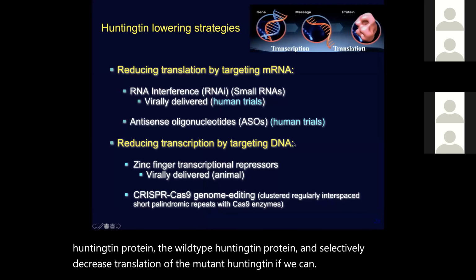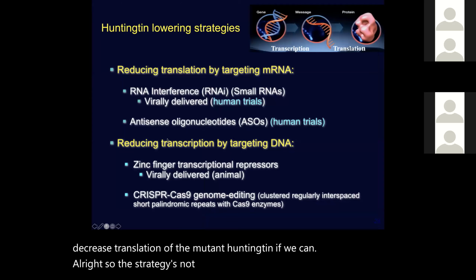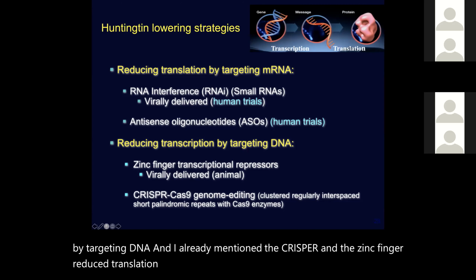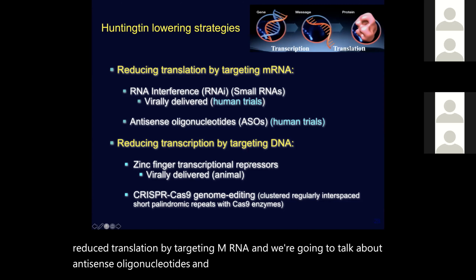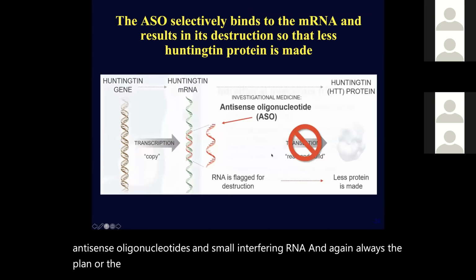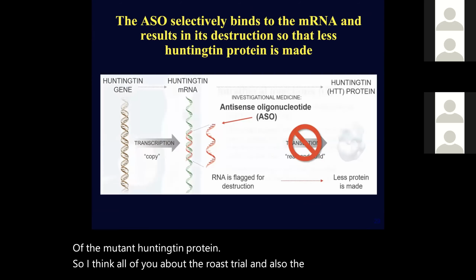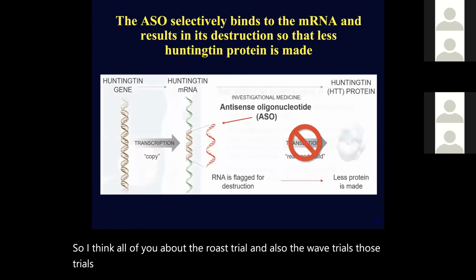All right, so the strategies, not surprisingly, would be to reduce transcription by targeting DNA, and I already mentioned the CRISPR and the zinc finger, reduce translation by targeting mRNA, and we're going to talk about antisense oligonucleotides and small interfering RNAs. And again, always the plan or the hope is to decrease the making of the mutant Huntington protein. So I think all of you know about the Roche trial and also the WAVE trials. Those trials use antisense oligonucleotide.